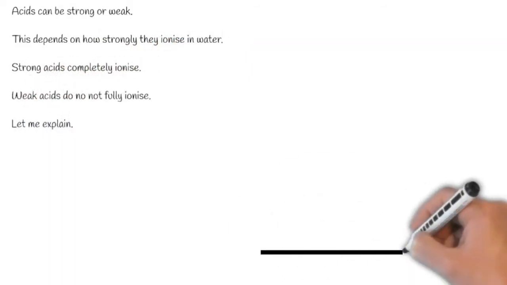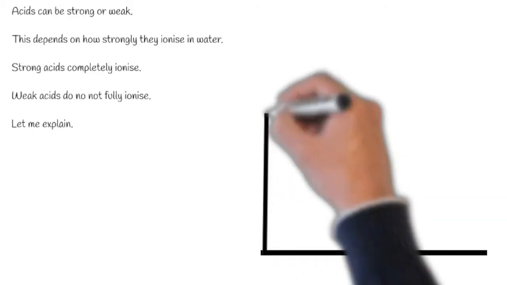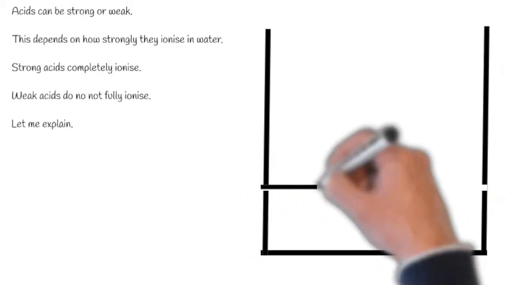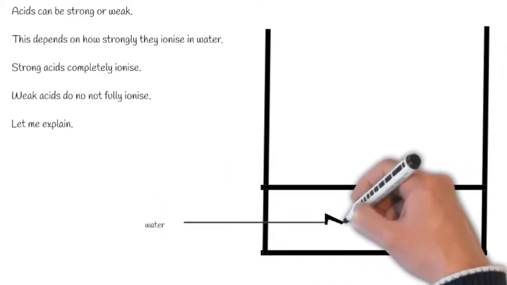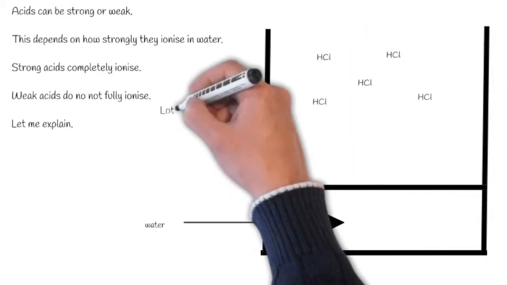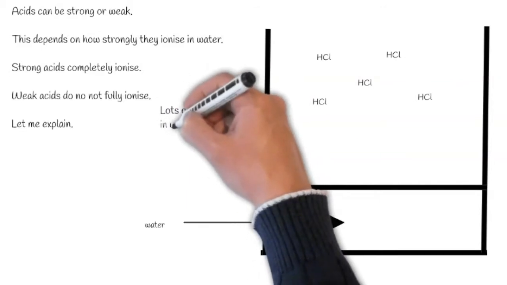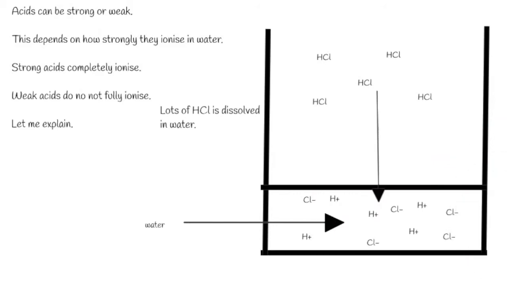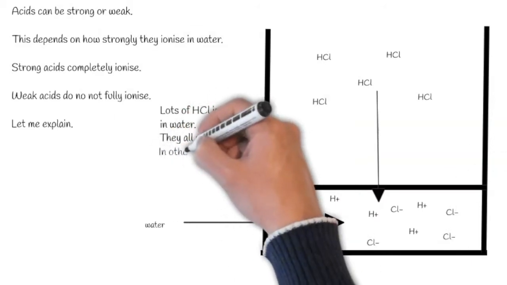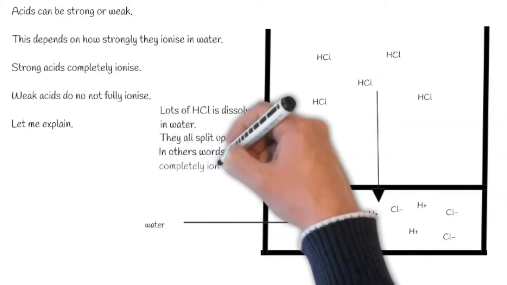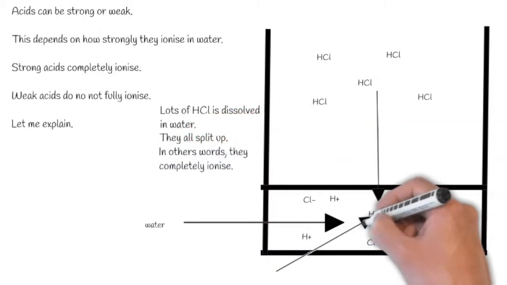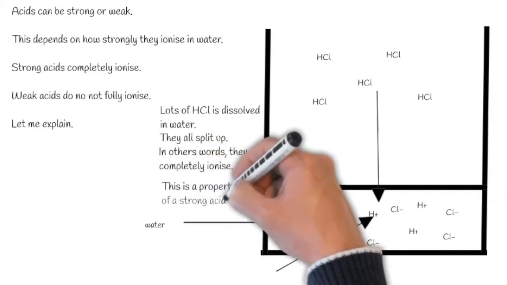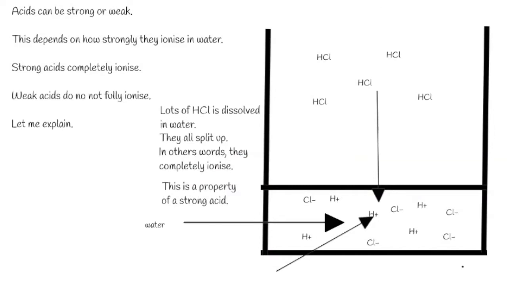Let me explain. Here I am going to draw a rather large beaker, and this represents water. If we dissolve lots of hydrochloric acid in water, and we do that here, they all split up. In other words, they completely ionize. You see lots of H+ ions here. This is a property of a strong acid. They completely ionize.